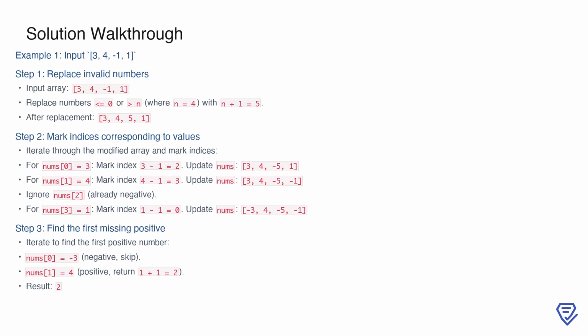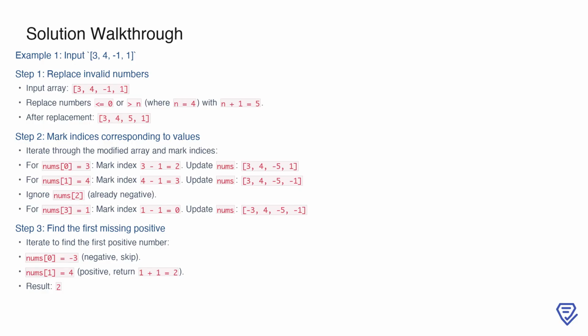To solve this problem, we start by analyzing the input array, which is 3, 4, -1, 1. The first step is to replace any invalid numbers in the array. Here, invalid numbers are those less than or equal to 0 or greater than the size of the array, which in this case is 4. These numbers are replaced with n plus 1, where n is the size of the array. After performing this operation, the updated array becomes 3, 4, 5, 1.